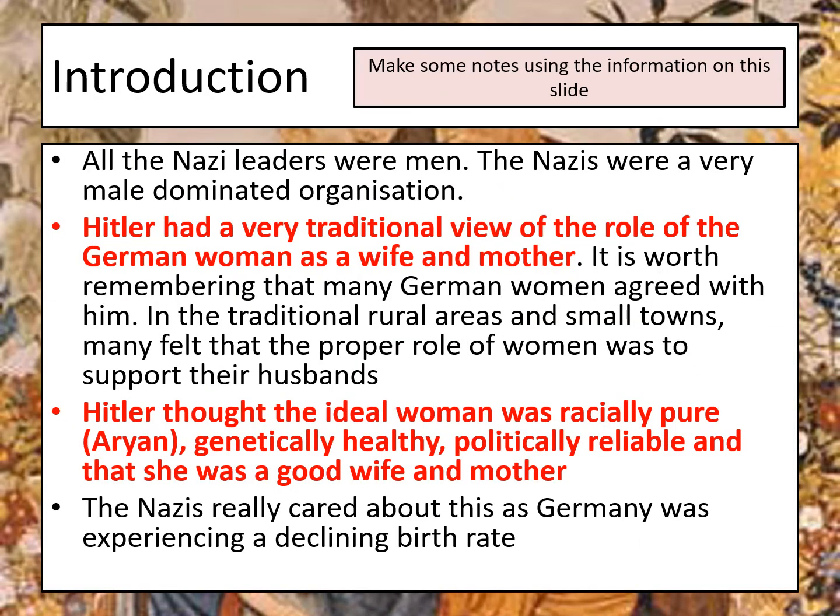Here are some key points that we need to know about Nazi policies towards women. First of all, we need to know that the Nazi Party was a very male-dominated organisation, and they believed that men should hold all the power. Hitler had a very traditional view of the role of women and believed that women should prioritise being a wife and a mother. It's worth remembering as well that many German women actually agreed with him, especially in areas like the traditional rural towns and the countryside. Many of them felt that their role was to support their husbands.